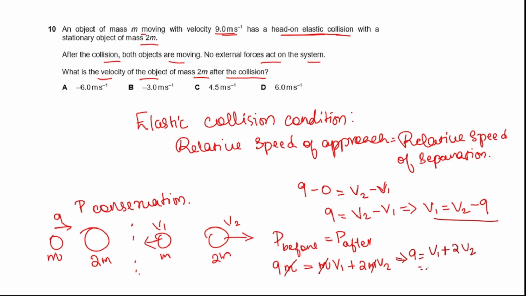Substitute v1 here, that gives v2 minus 9 plus 2v2. Once you open the bracket, it's v2 plus 2v2, that gives 3v2 minus 9. The 9 and 9 put together give 18, and v2 will be equal to 18 by 3, which is 6. So the speed is positive 6 because it moves to the right side. So the option is D.